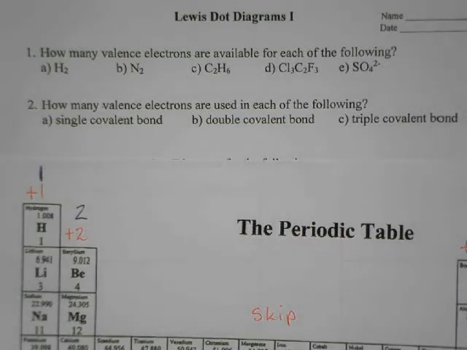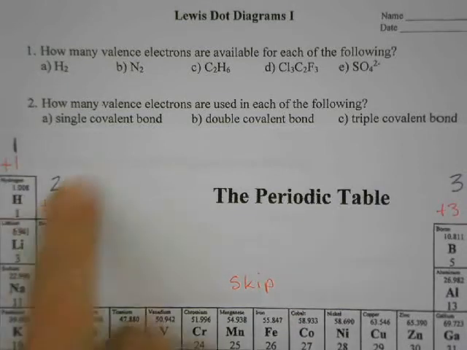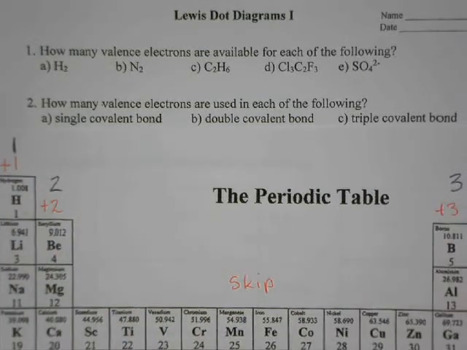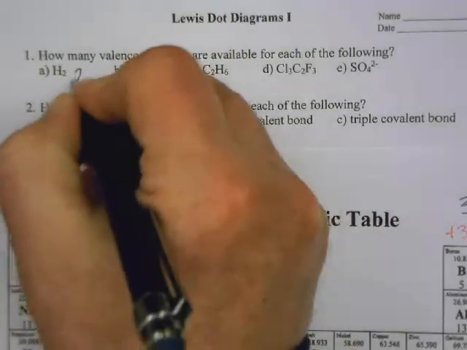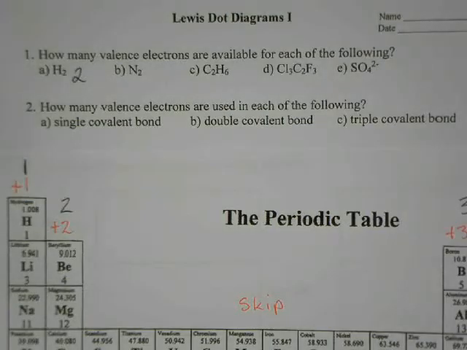To start, problem 1: how many dots, how many valence electrons is each of these compounds going to need? That is all we're trying to do with part 1. So there's my pattern: 1, 2, skip, 3, 4, 5, 6, 7, 8. What do you think? H2, how many dots? 2. Each hydrogen has 1. H2 means 2 hydrogens, so we have 2 dots.